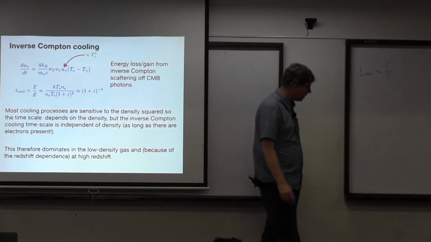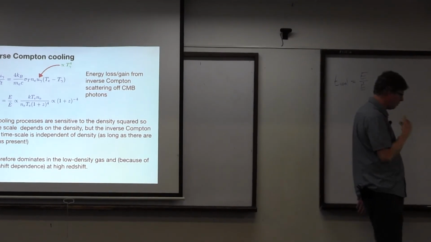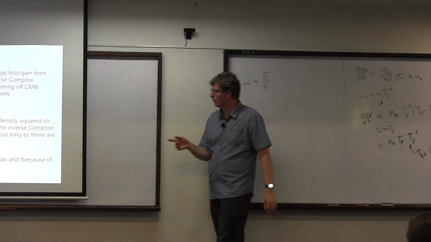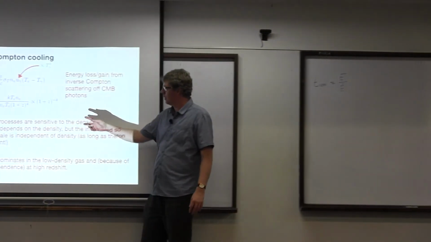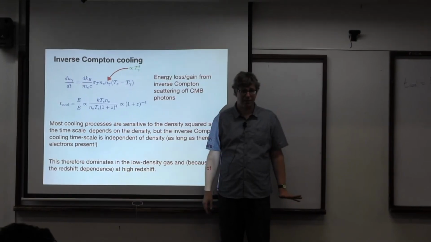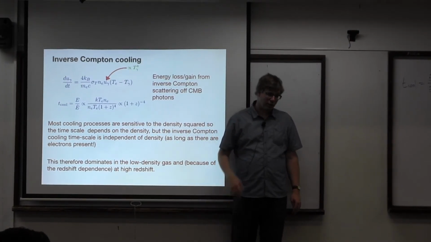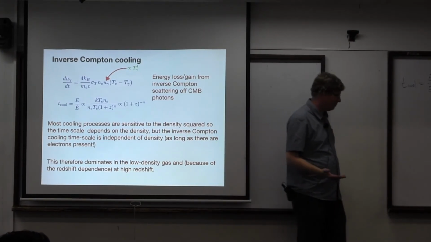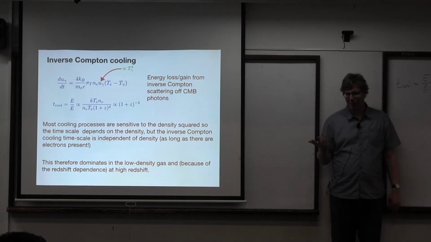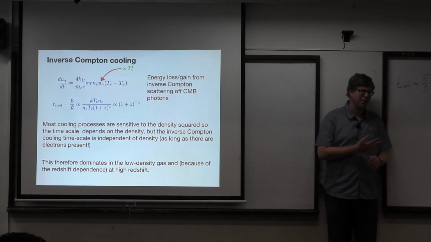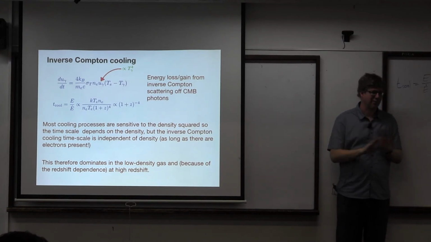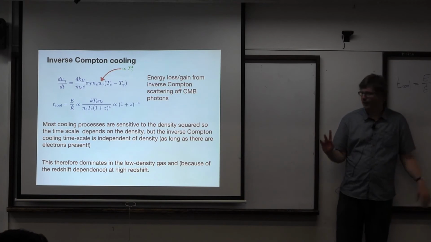The typical time scale here of this cooling time at redshift 0 is about 10 to the 12 years. So the universe is 10 to the 10 years, more or less. So 10 to the 12 years is a very long time. So at redshift 0, this is absolutely and completely irrelevant. You don't ever need to think about it.